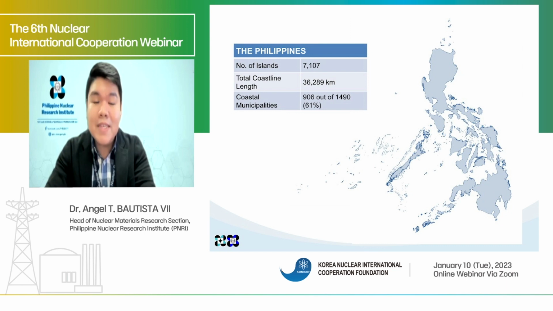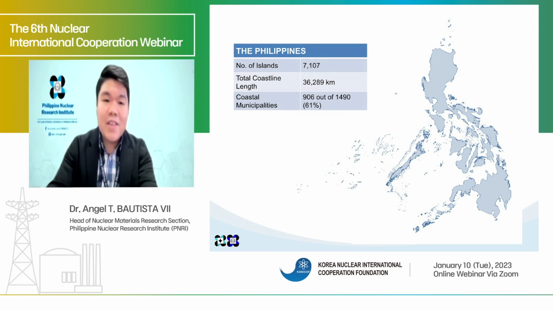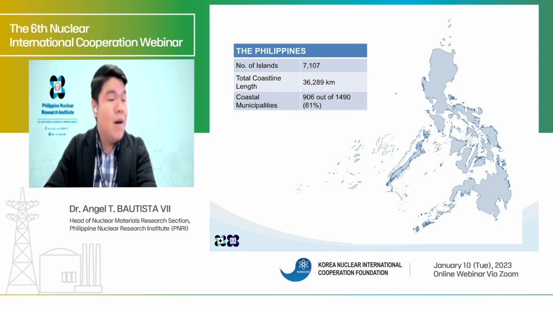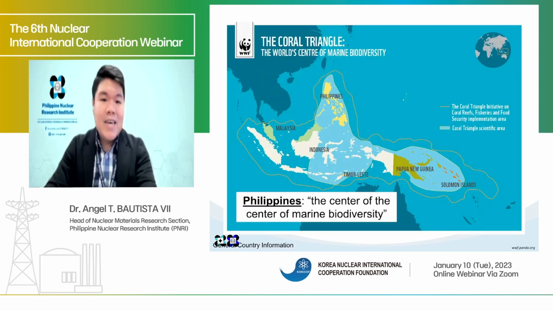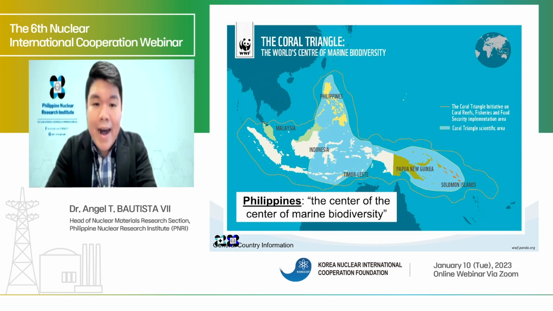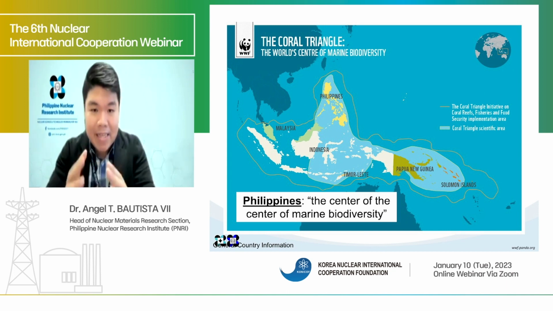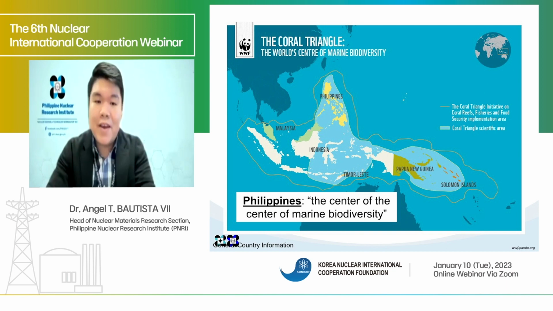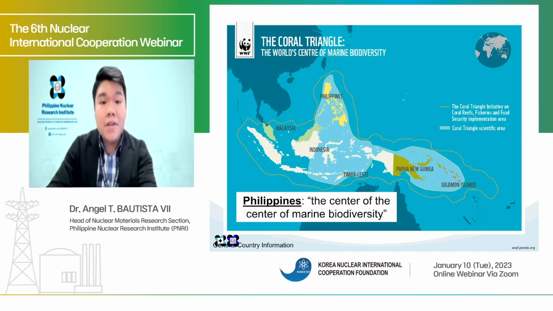It's composed of more than 7,100 islands. So 60% of our population and our communities live in the coastal municipalities. We also have a very high degree of marine biodiversity. The country is even acknowledged as the center of the marine biodiversity. It is situated inside the Coral Triangle, one of the highest marine biodiversity areas all over the world.